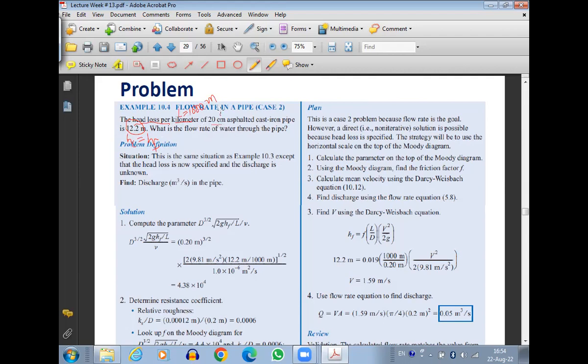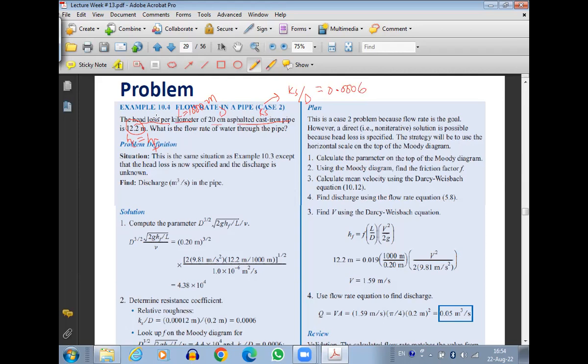That's the same problem, of a 20 centimeter asphalted cast iron pipe. So again, diameter is given, and it is asphalted cast iron pipe, so Ks is known. If Ks is known, you can find Ks by D. Since the diameter is the same as the previous problem and it is the same asphalted cast iron pipe, Ks by D will again come out to be 0.0006, as we did in the last problem.